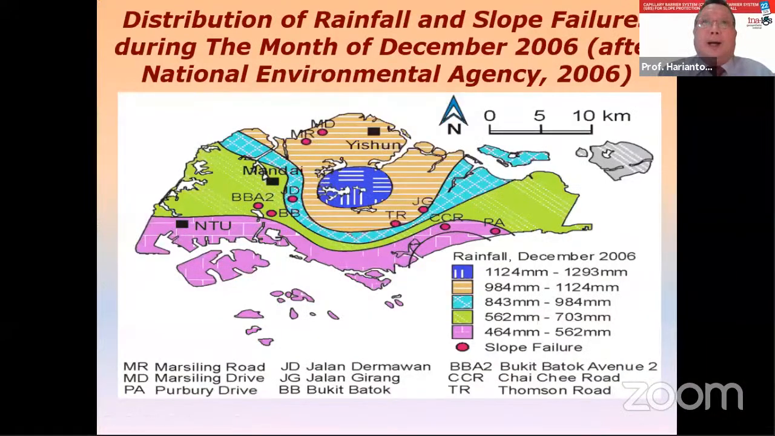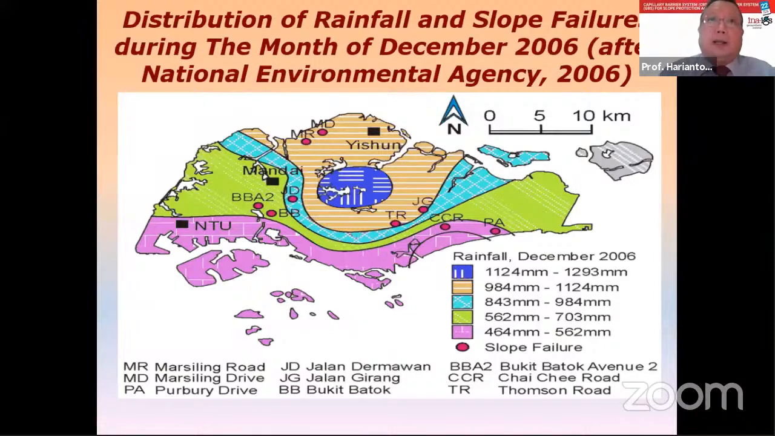In December 2006, we had one of the largest rainfalls ever recorded in Singapore. Here are the distributions of the rainfall, and these are the slope failures that occurred in that particular period. One thing that we learned is that the occurrences of slope failure did not coincide with the highest rainfall amount. One thing that is quite clear is that the soil properties affect infiltration. Some soil is able to take in the amount of rainfall and change the water pressure and shear strength, causing failure. And some of them will delay the amount of infiltration as a result.